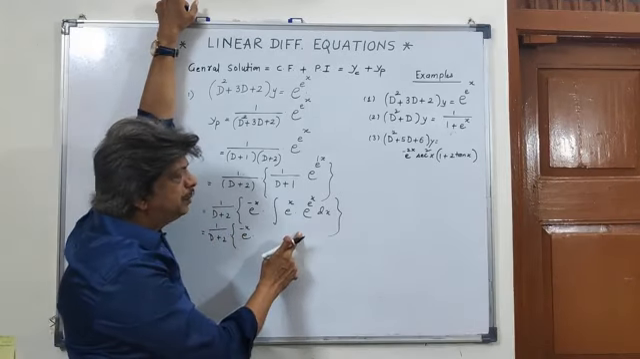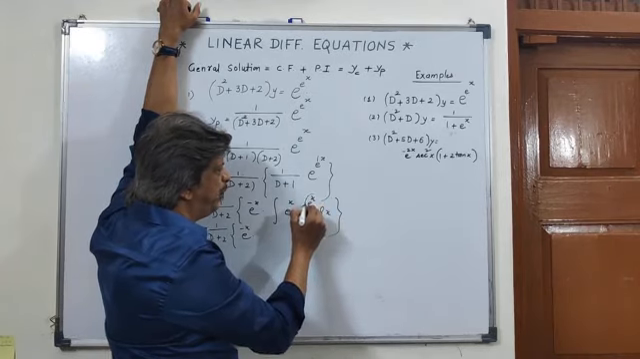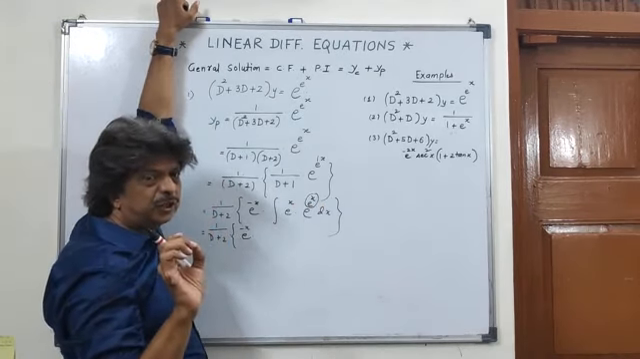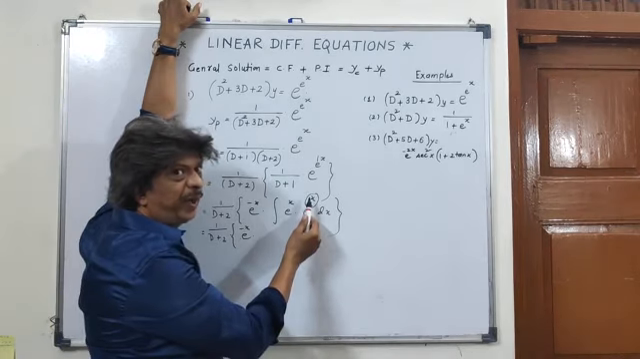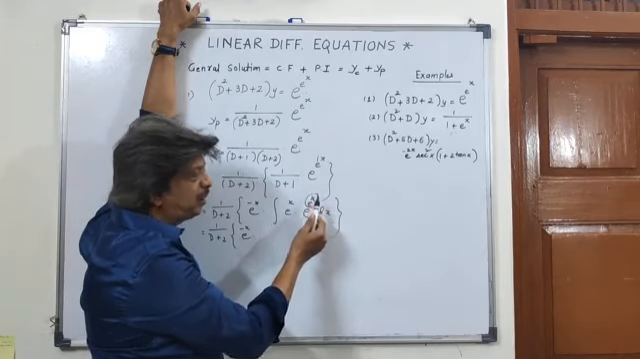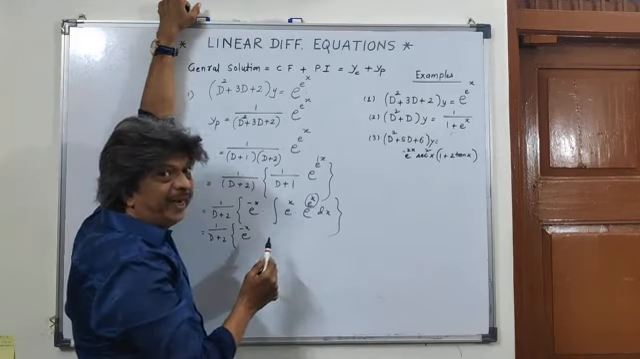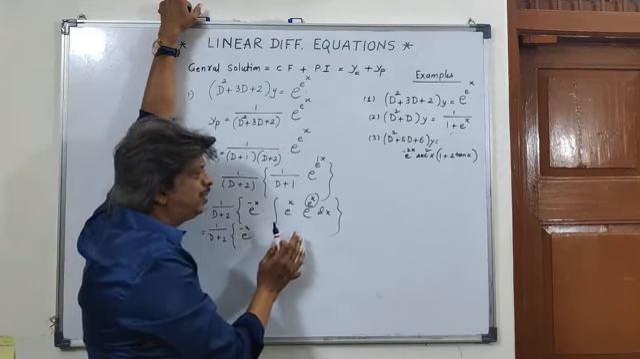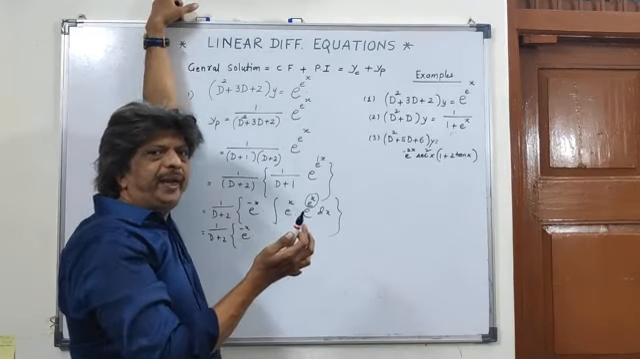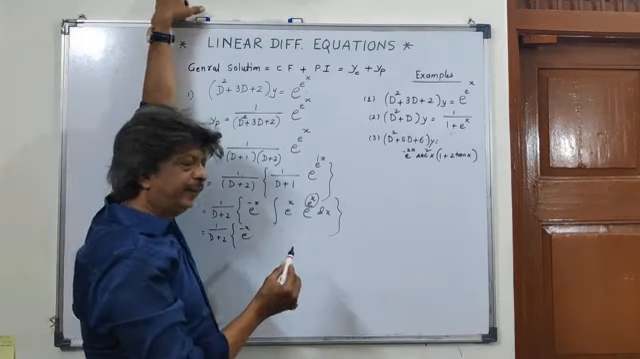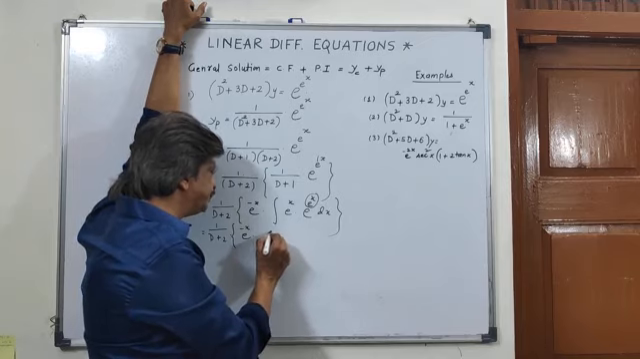This integral is very simple. E to the power x. If I substitute this e to the power x as, say, small t, so this would become e to the power t, where t is e to the power x. Then e to the power x dx would be dt. So this integral is nothing but e to the power t dt. E to the power t dt integrates as e to the power t. So the integral of this is e to the power x.